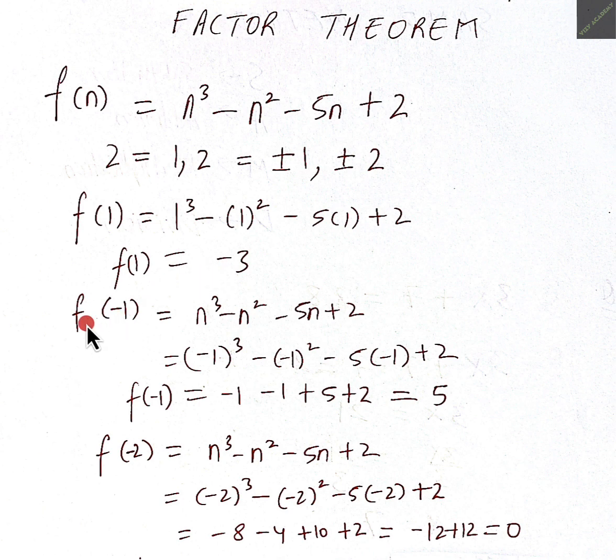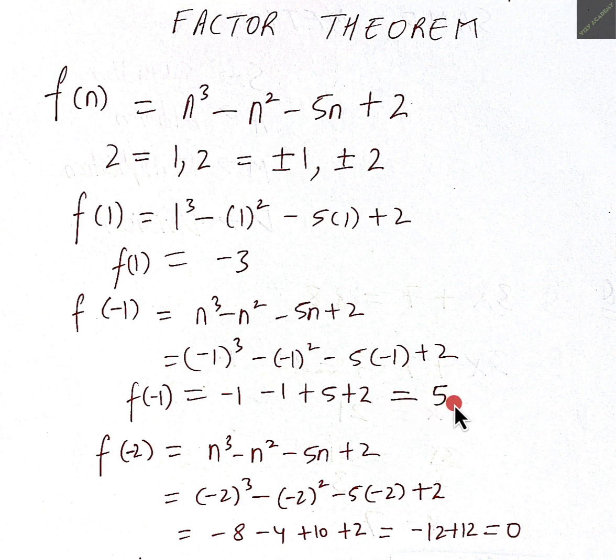Since f(1) is not equal to 0, we are going to substitute negative 1 in the function n cube minus n square minus 5n plus 2. So negative 1 cube minus negative 1 whole square minus 5 times negative 1 plus 2. So f(negative 1) will be equal to negative 1 minus 1 plus 5 plus 2, that is equal to 5, because 5 plus 2 is equal to 7 and 7 minus 2 will be plus 5.